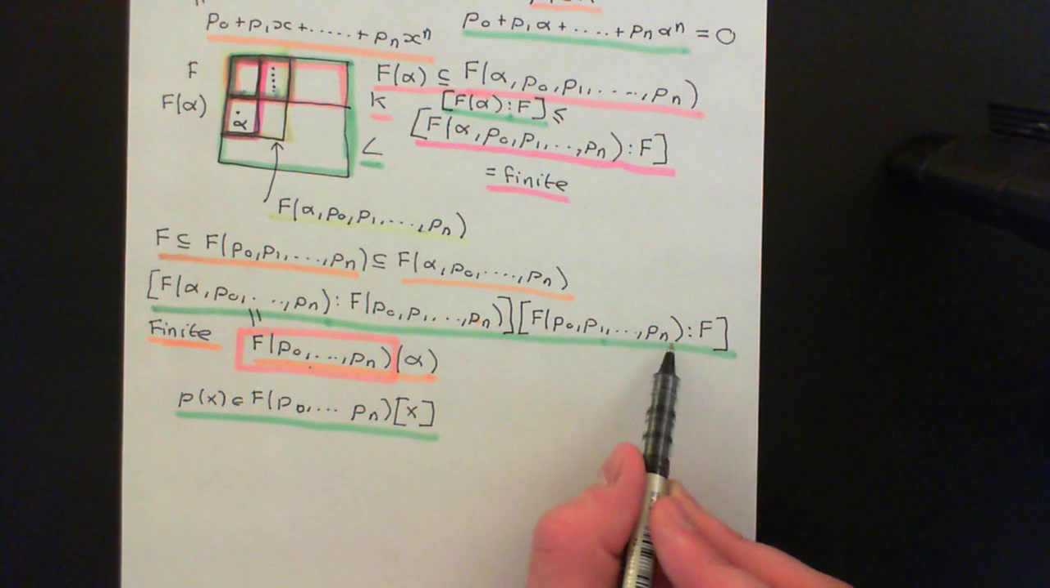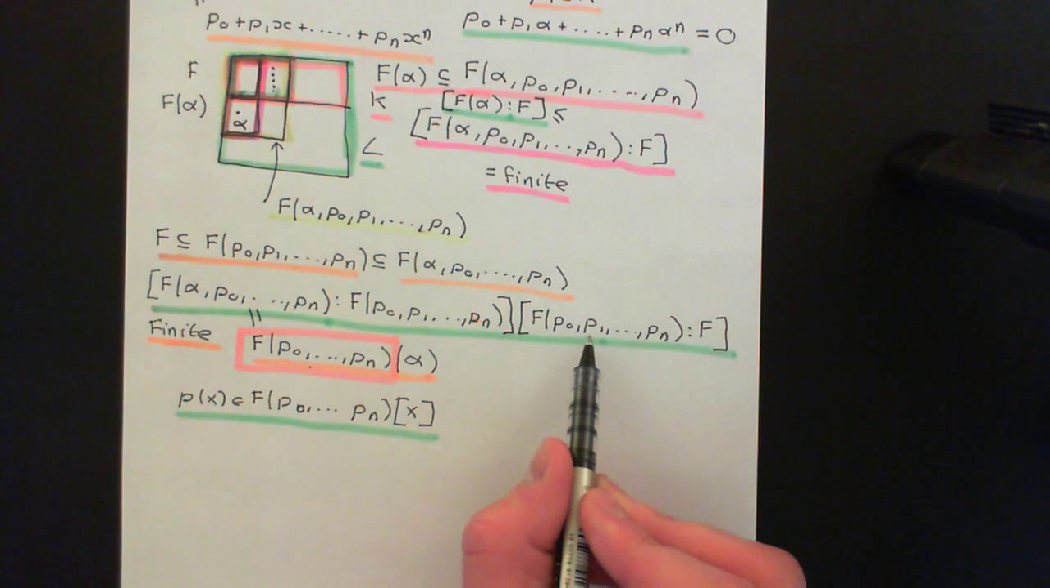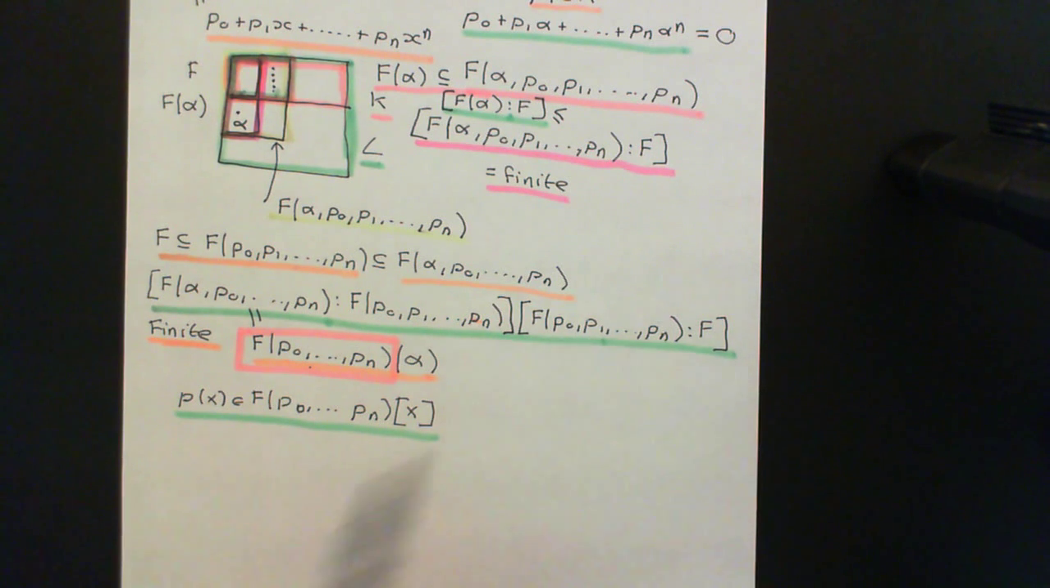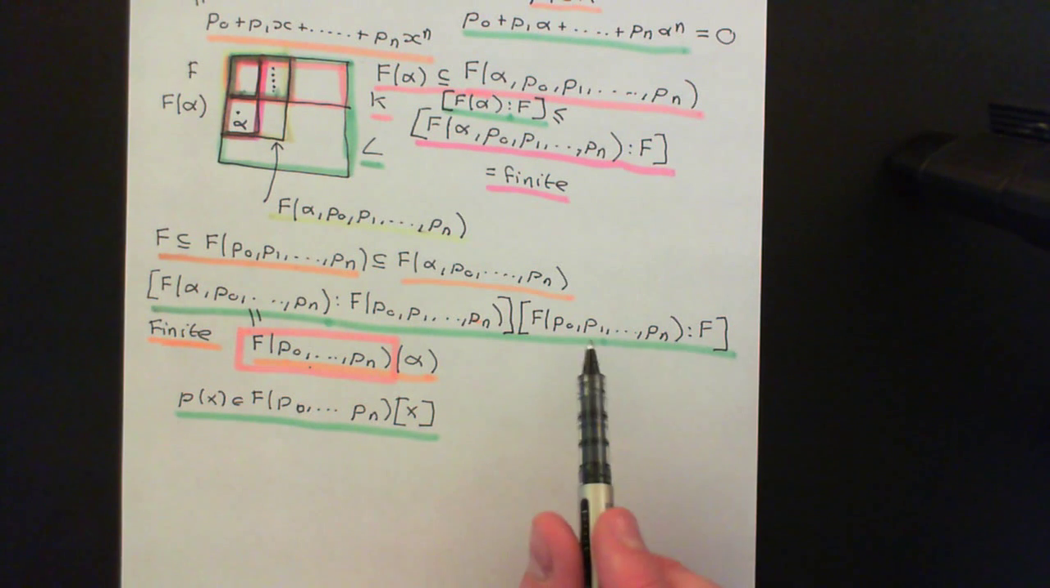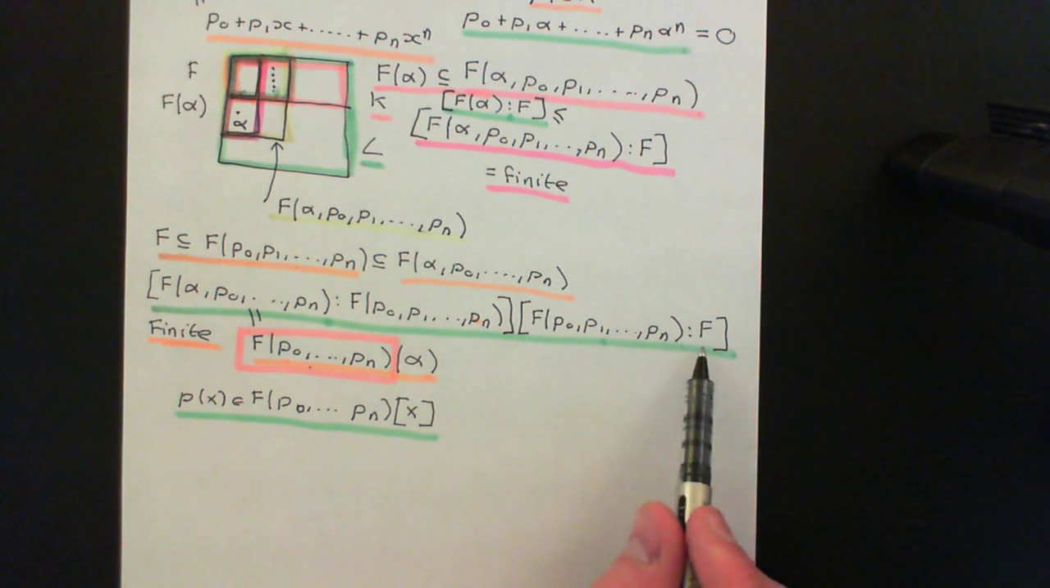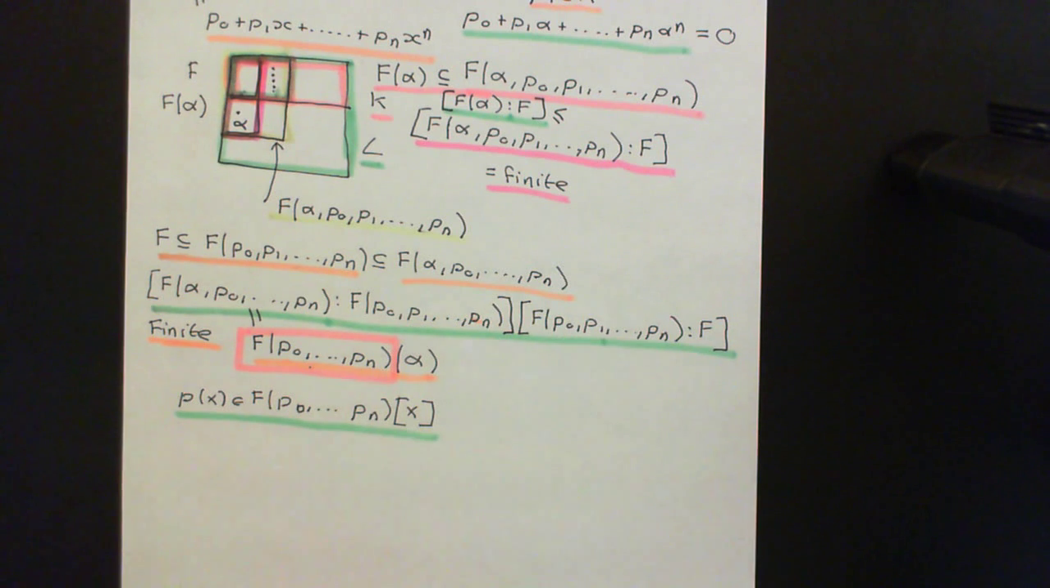Now, when will the finitely generated field extension of F, a field extension generated by a finite number of generators here, be finite over F? Well, we know that it will be finite over F if and only if, this is something that we prove in the finitely generated field extensions video, all of these elements, p0, p1, all the way up to pn, are algebraic over F.